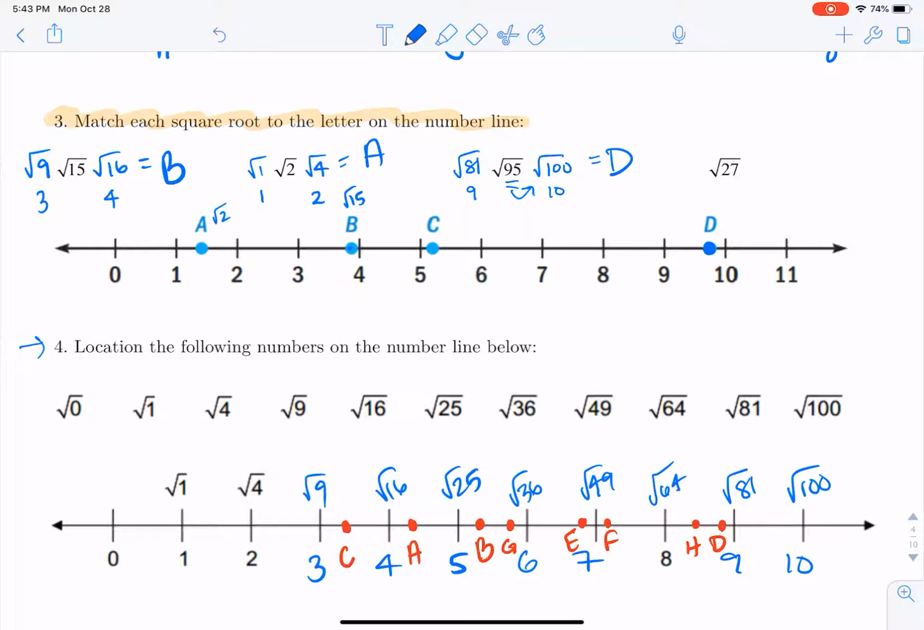And by elimination, we can see that this piece here is C, but also because it's a little bit bigger than the square root of 25 and a little bit smaller than the square root of 26. So I'm looking for something that's in between 5 and 6, that's a little bit closer to 5. So here we have the square root of 27.